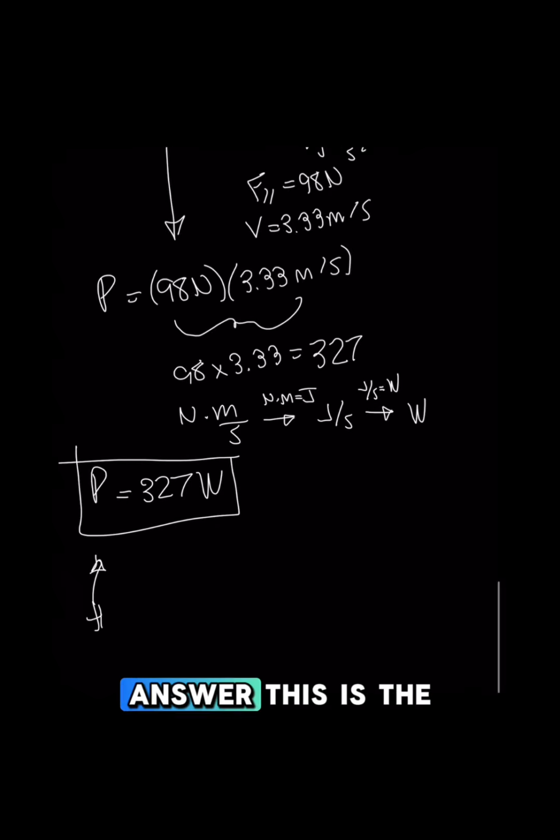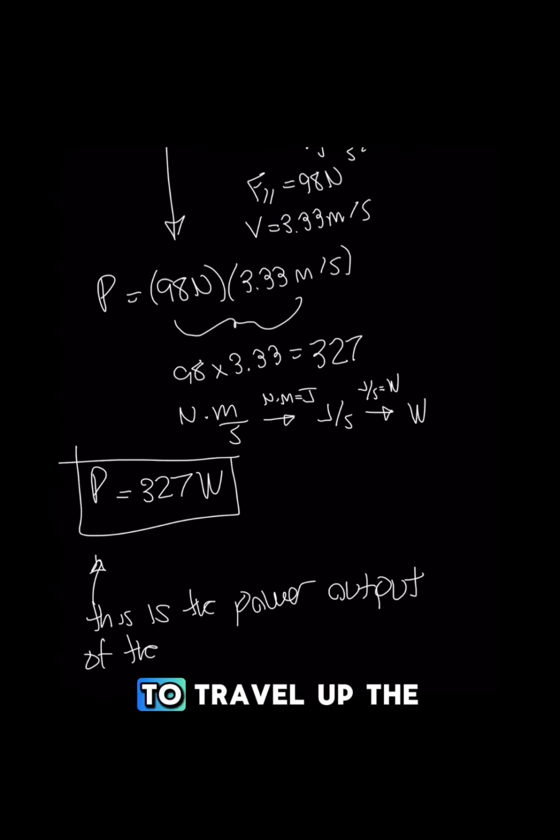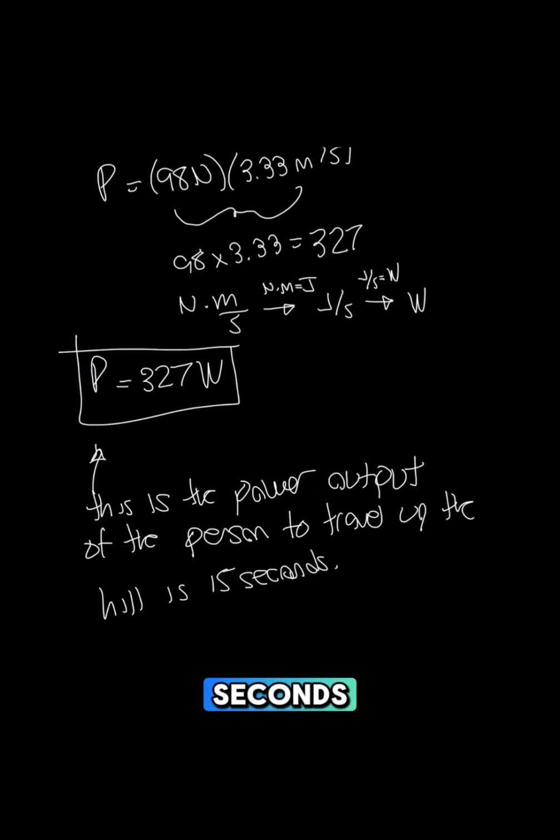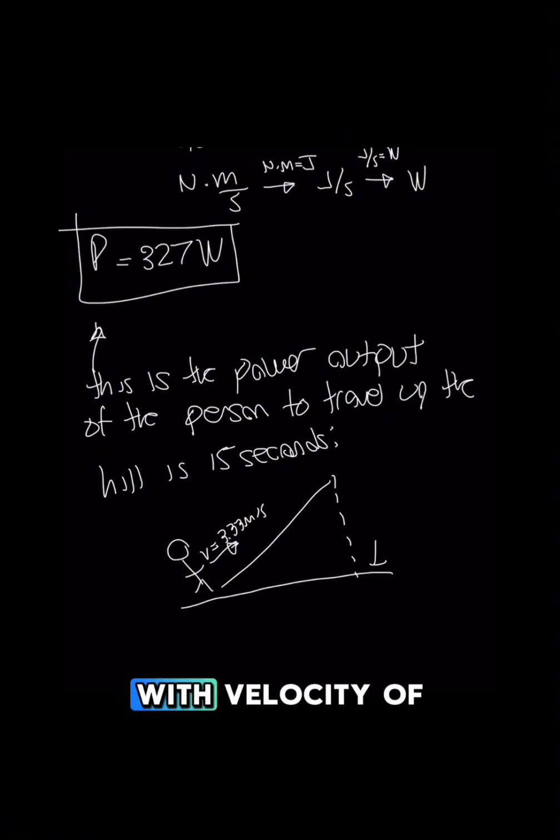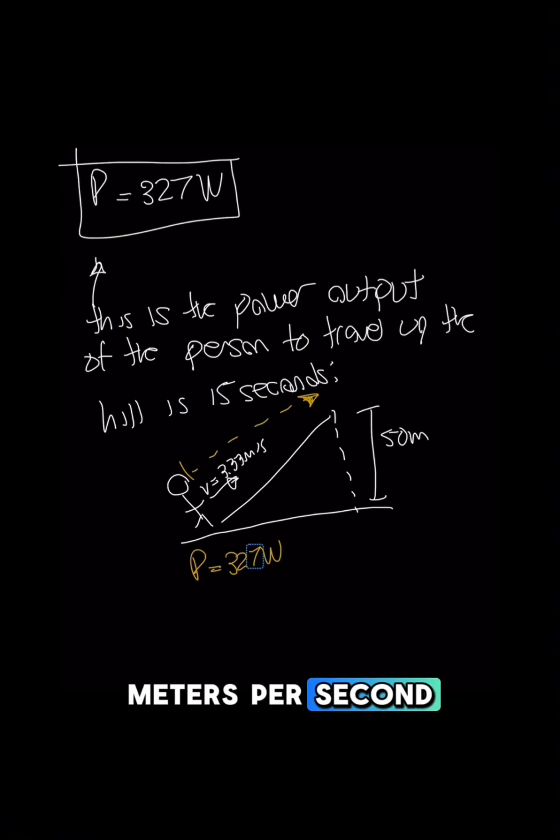We get this final answer. This is the power output of the person to travel up the hill in 15 seconds. So as this person travels up the hill with a velocity of 3.33 meters per second, he's exerting a power due to this velocity of 327 watts.